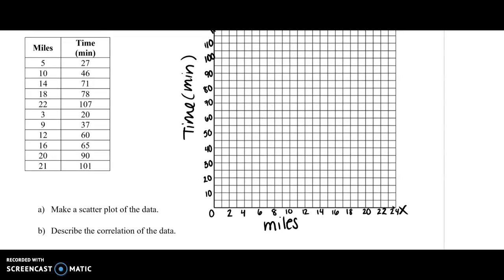So for some of those, we're going to have to do our best to just guess where they would be. It's fine if it's not perfect. Okay, so go ahead and plot all of your points as accurately as you can. So 5, 27, obviously you can't get exactly on 27, but you can guess it as close as possible. Okay, so go ahead and do that.